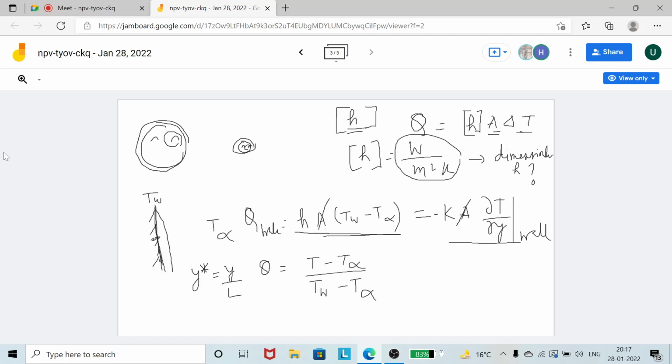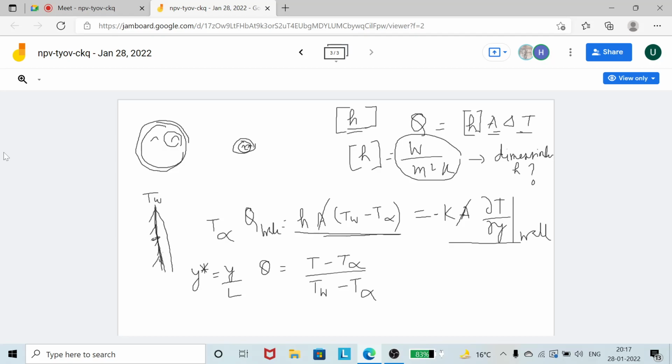Or anybody? Sir, 1. Because on the wall, and what is the non-dimensional value on the free stream? 0, sir. So see, this is the beauty of non-dimensionalization. Whatever is the temperature of the wall and whatever is the free stream, you are making it as 0 to 1 range.